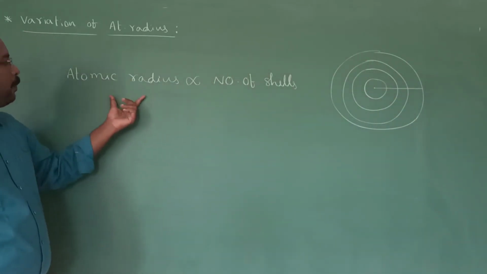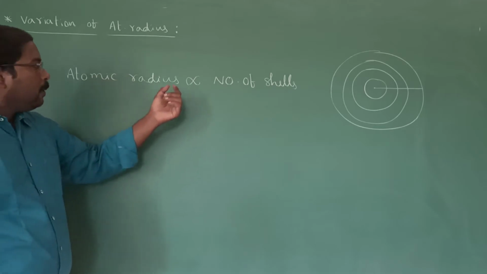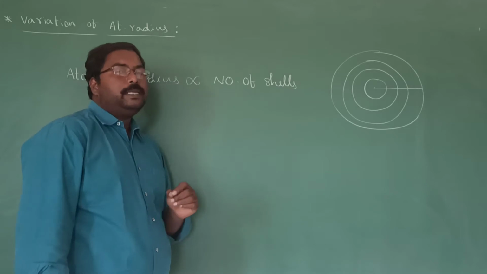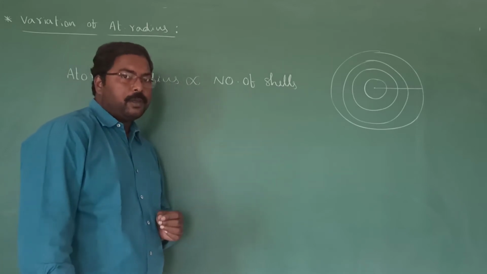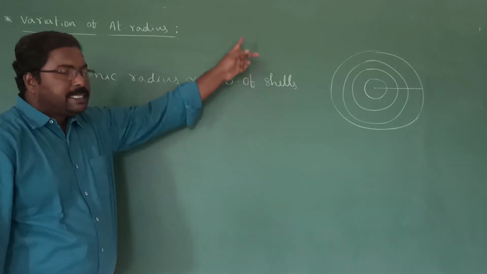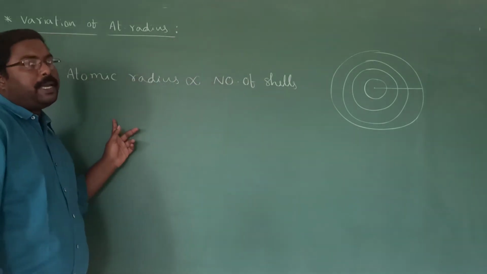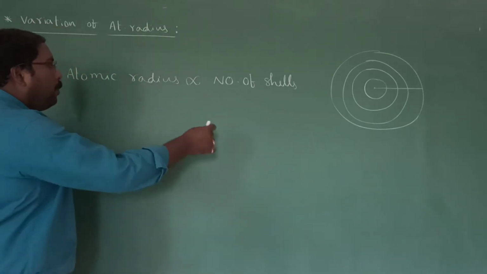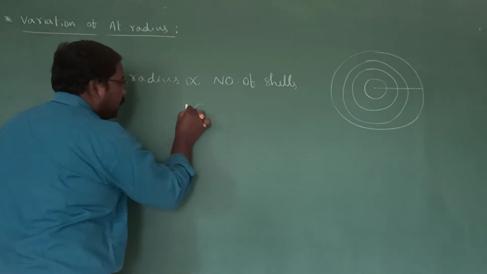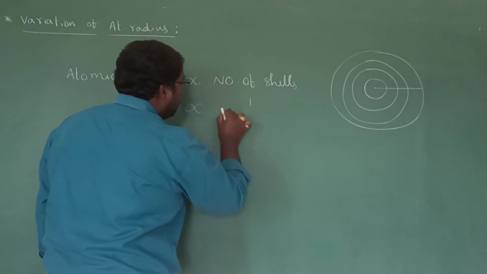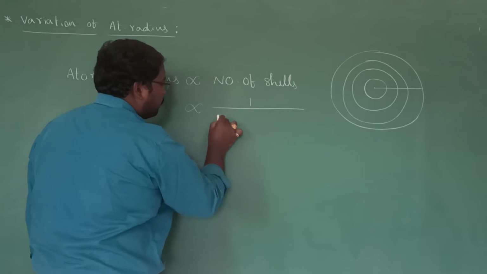So remember this main point: atomic radius is directly proportional to the number of orbits present in the atom. Directly proportional means as the number of shells increases, atomic radius also increases. And one more important factor which mainly affects the atomic radius is nuclear charge.